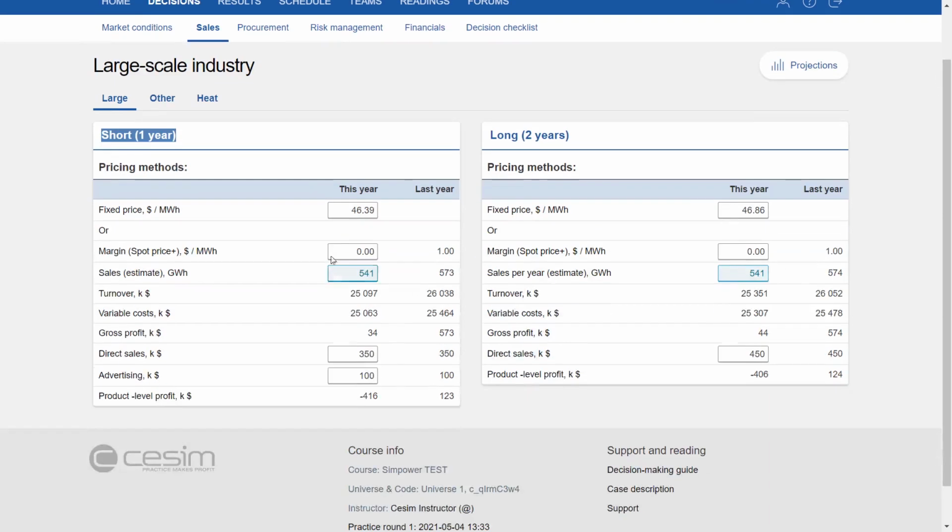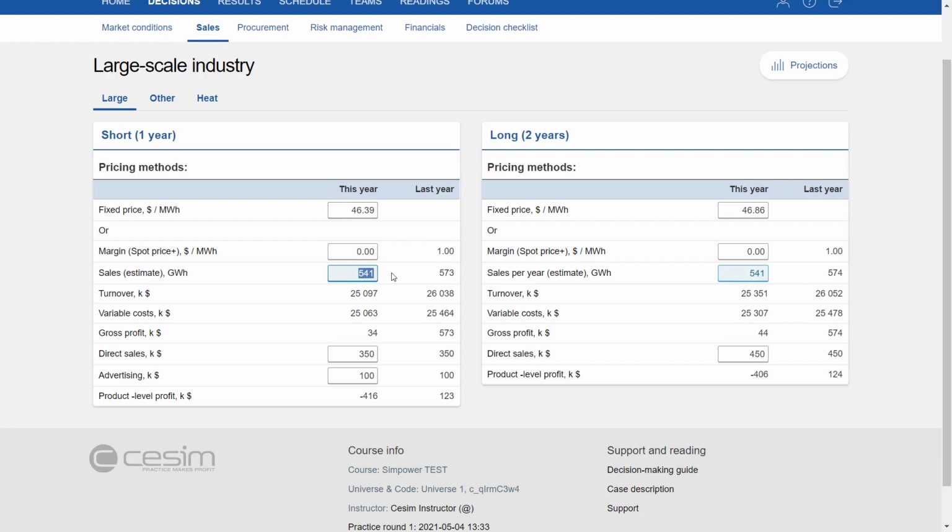Now the pricing for large-scale industry can be done in two alternative and exclusive ways, either as a fixed price or as a spot plus. If we set the fixed price, then this is what we will be charging regardless of what happens with the spot price or the market price for electricity. And if we do the pricing with spot plus, then the price will fluctuate depending on what happens in the spot market.